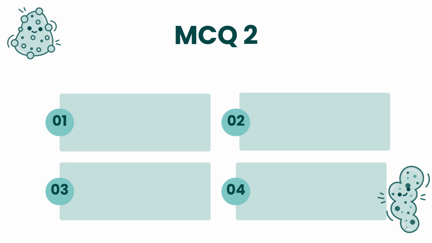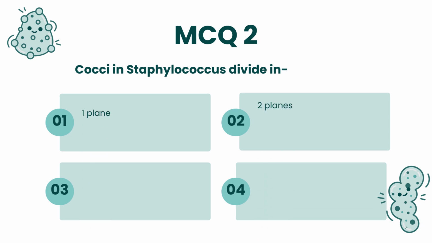Coming to question number 2. Cocci in Staphylococcus divide in one plane, two planes, three planes, or multiple planes. Yes, it is multiple planes. They divide in multiple planes. That's why they form a bunch-like cluster. For a cluster to form, for a bunch like a grape to form, they have to divide in multiple planes.